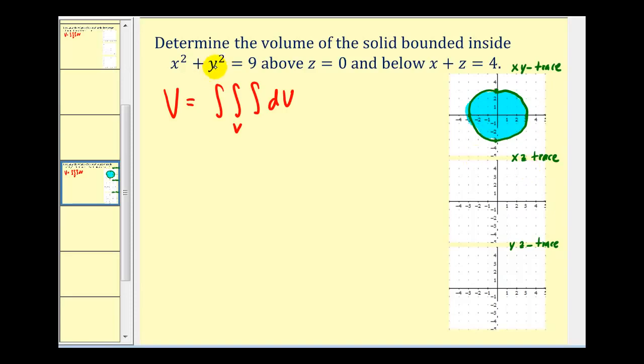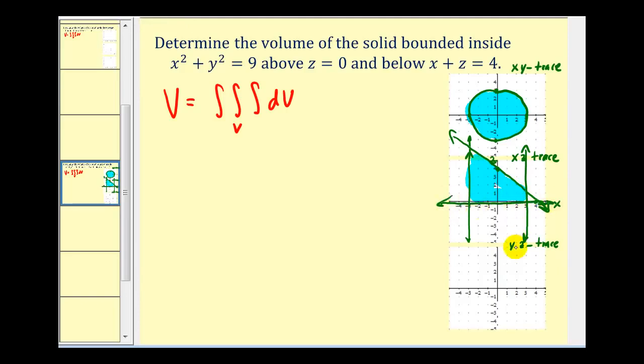Well, if y is 0, we'll have x squared equals 9, so x equals plus or minus 3. If this is the x-axis and this is the z-axis, we'd have a vertical line here and a vertical line here. And then we have this line x plus z equals 4, where we have both an x and a z intercept equal to 4. So this trace would be the trapezoidal region as we see here, because we also know z is equal to 0, which would be here.